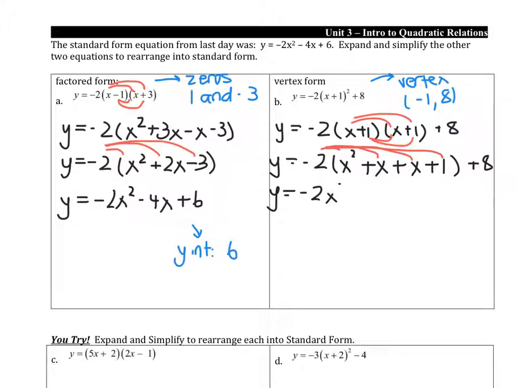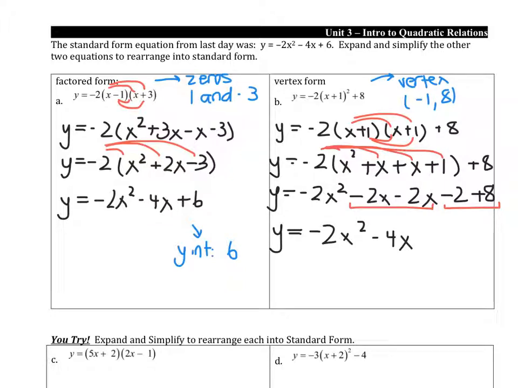So I have negative 2x squared, minus 2x, don't make that mistake, minus 2x minus 2 plus 8. And now I can see I have to collect these like terms and these like terms. So your final answer is going to be negative 2x squared minus 4x plus 6, and there's that y-intercept again.